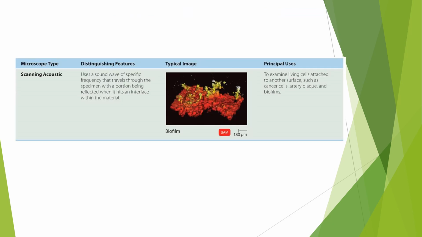Scanning acoustic microscope can show you living cells that are attached to surfaces. So they use these types of microscopes, for example, when they're trying to identify cancer cells that are attached to your healthy cells, artery plaques, etc., biofilms, so bacteria that are sticking on surfaces, they can go ahead and use that.